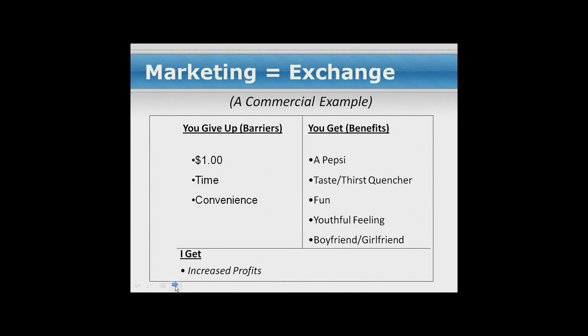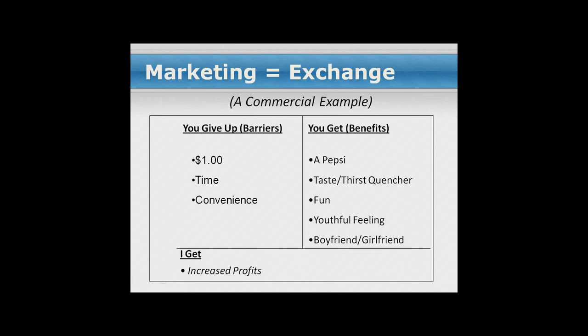In exchange, the advertising is telling us that we're going to get a Pepsi. We're going to get a taste or a thirst quencher. We're also, if we're participating in the campaign, going to have fun, and we might get a youthful feeling. And I think it's funny that some of the advertising implies that we're going to get a boyfriend or a girlfriend out of that, or a great social life. And the company, in exchange for what they're giving us, is going to get increased profits. They're getting something from us as well.